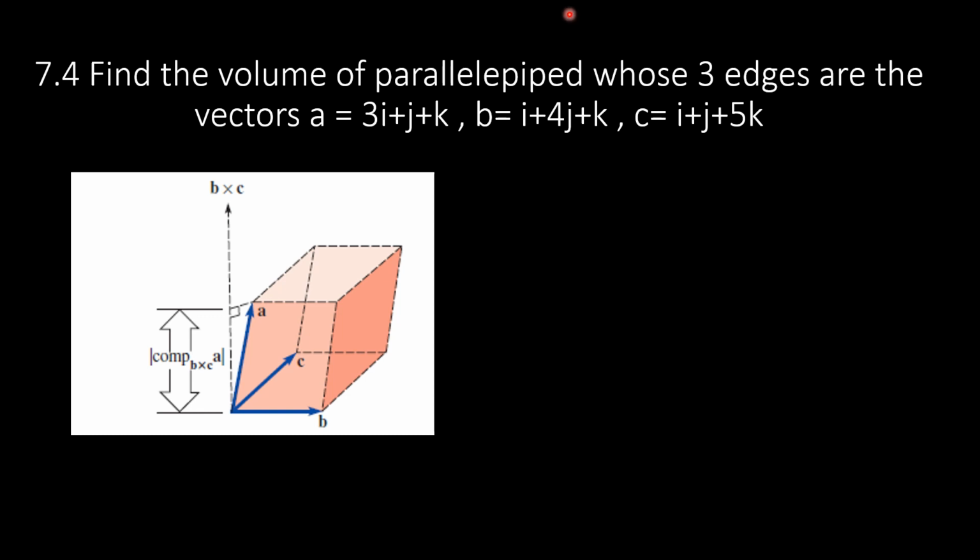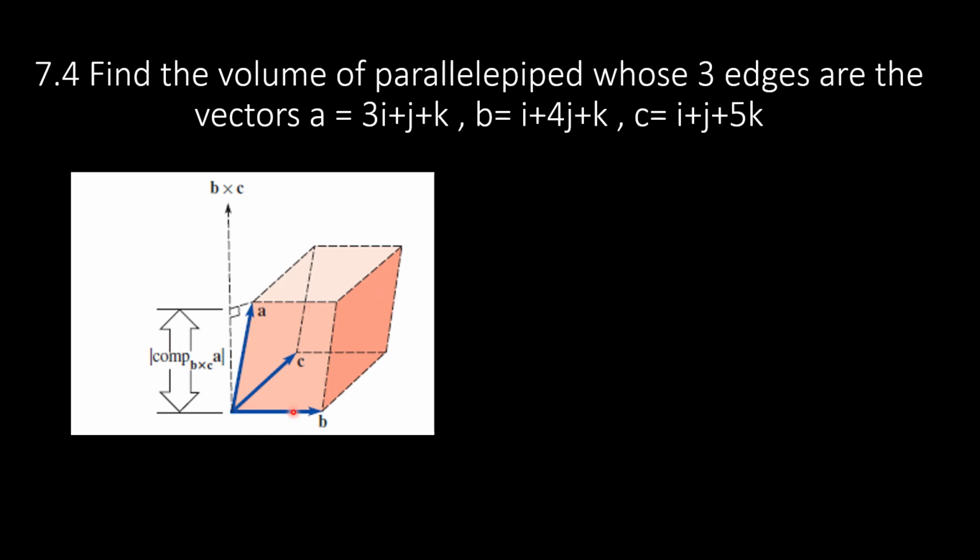Hi everyone, this is the last problem of section 7.4 where we have to find the volume of a parallelepiped whose three edges are given by the vectors A, 3i + j + k, and then B, 1, 4, 1, and C, 1, 1, 5. And here we have to find the volume of this parallelepiped.